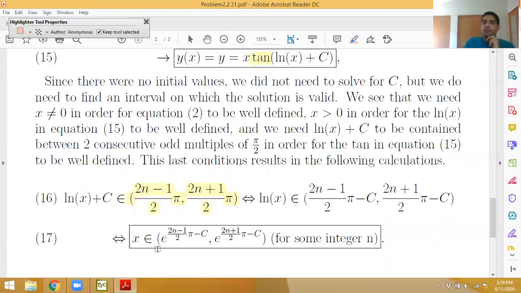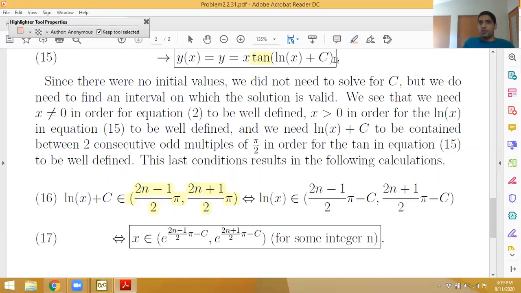So we know that a connected interval on which the solution exists is of this form, of the form e to the (2n minus 1) over 2 times pi minus c up to e to the (2n plus 1) over 2 times pi minus c, where n is some integer. And I know this is a bit abstract, so I should specify the integer n and the constant c will both be determined by the initial value when you are given an initial value.